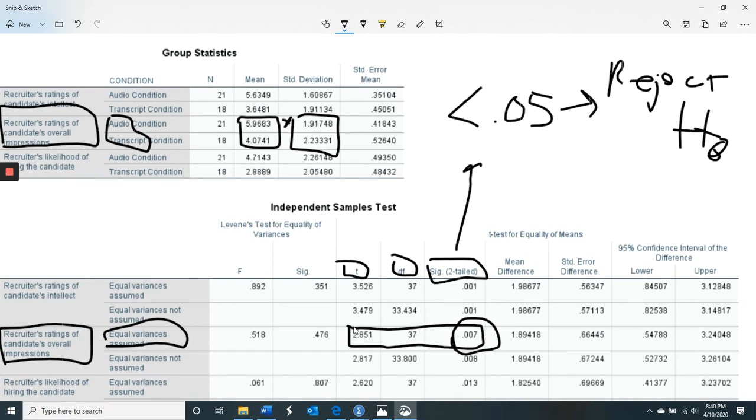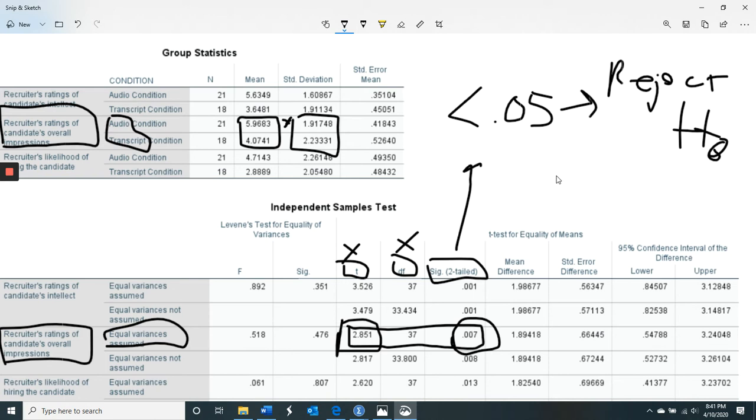Again, if you are worried about how to do that, you can take our t that is here in this row, go to the t table with this degrees of freedom, 37 degrees of freedom, and you'll find that this t that was calculated by SPSS is significantly higher than the t in your critical t table, so you would reject the H0. But it's very simple if we just do it with our sig level.